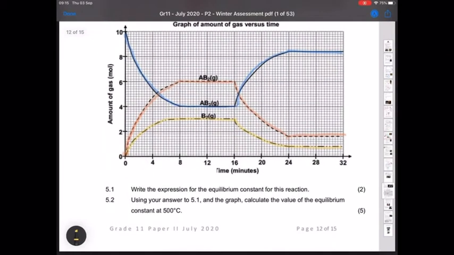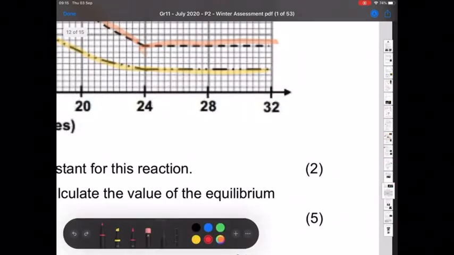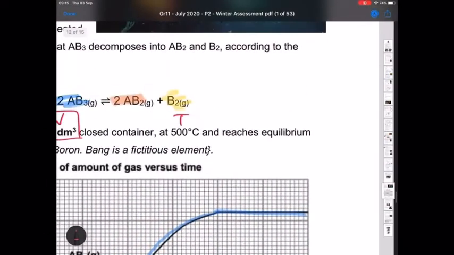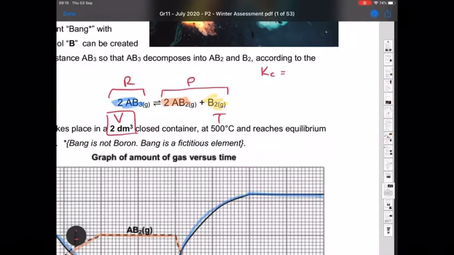Okay. Right, write an expression for the equilibrium constant for this reaction. So the equilibrium constant, Kc, is the ratio between products to reactants. Obviously those are our products, and AB3 is the reactant. So for question 5.1, Kc equals the ratio of products to reactants. So we're going to have the concentration of AB2, so you have to use square brackets because AB2 is a product, times the concentration of B2 because B2 is our other product.